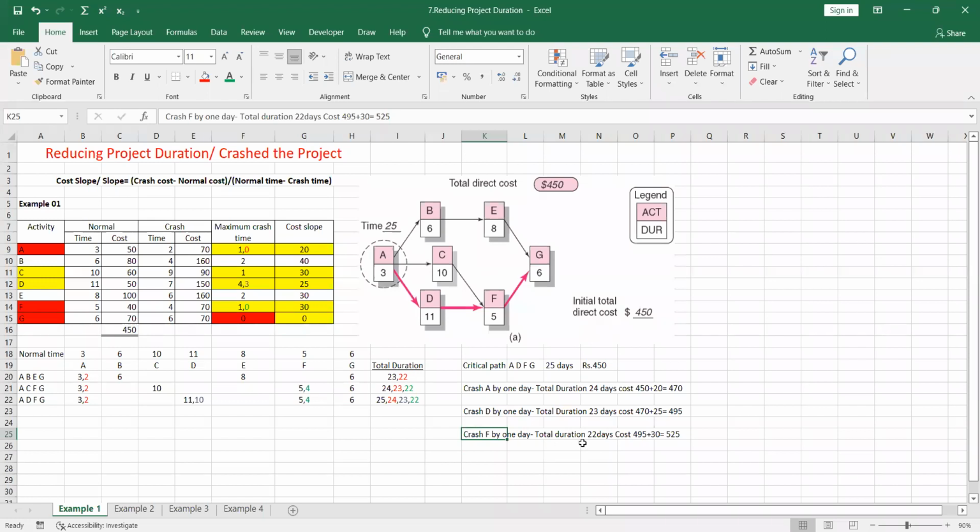So the total duration is 22 days. And for the cost, you have to take the previous cost. For that previous cost, you have to add the cost slope of F. So it is 30. That means the cost is now 525. So are you all getting this point up to now?